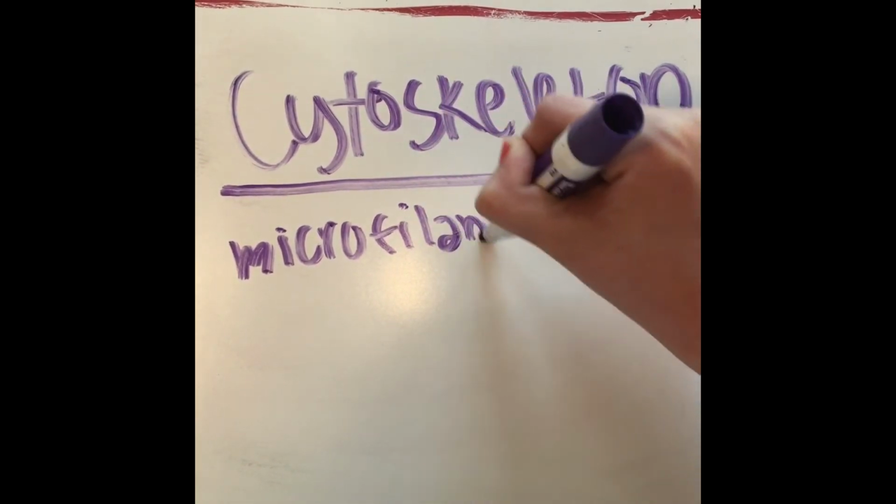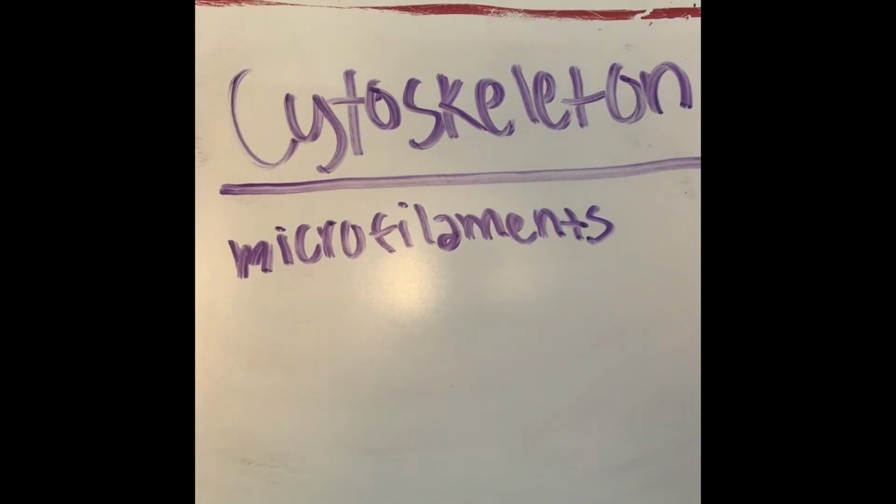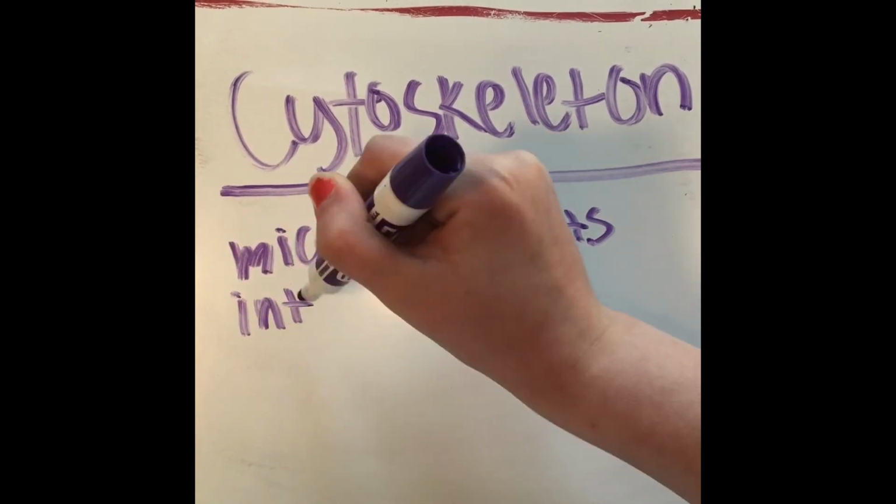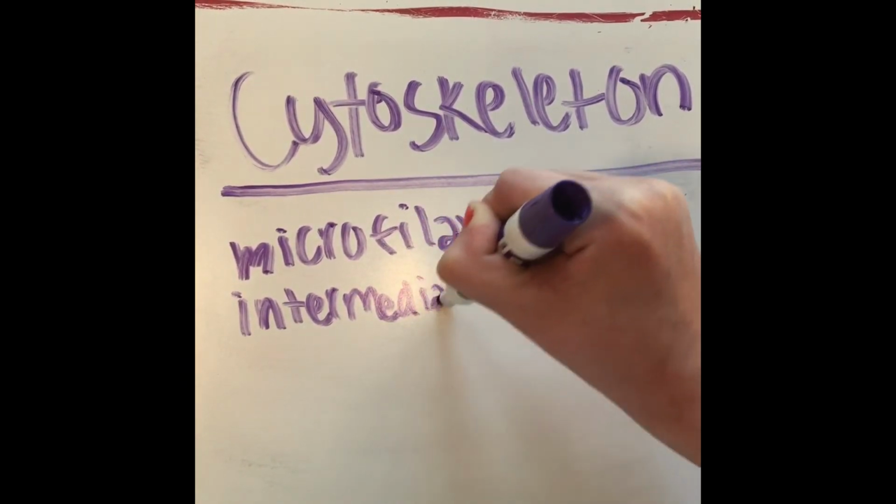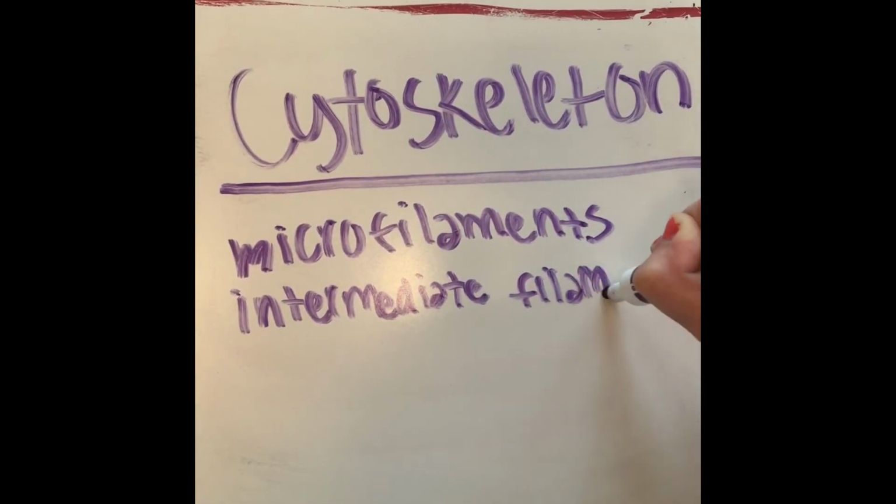The cytoskeleton consists of microfilaments, intermediate filaments, and microtubules. Together, they reinforce the cell shape and function in cell movement. They are all made of proteins.